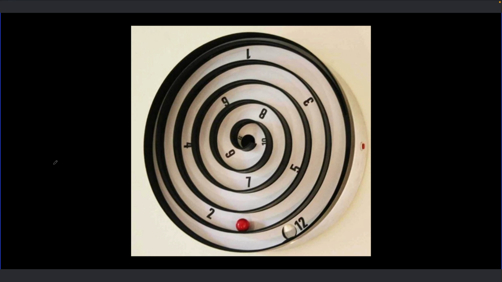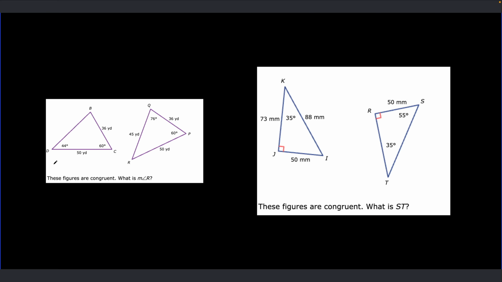All right, here's our cool clock for today again, so let's practice what we just learned. Go ahead and pause the video, try these two problems on your own, and when you're ready, you can unpause the video and we'll check your answers.